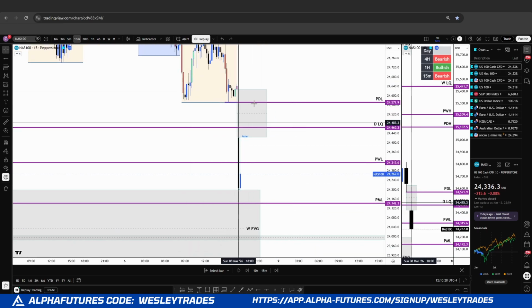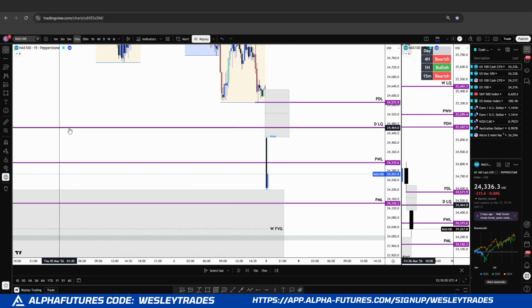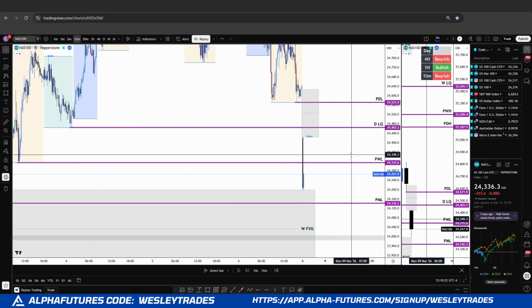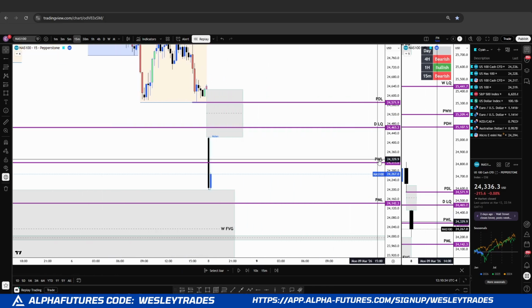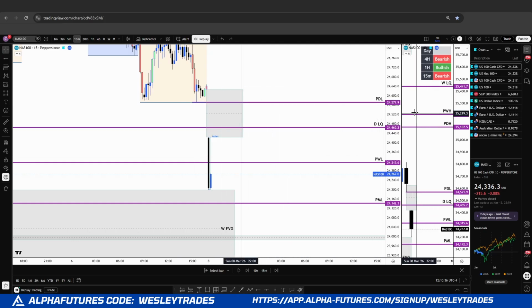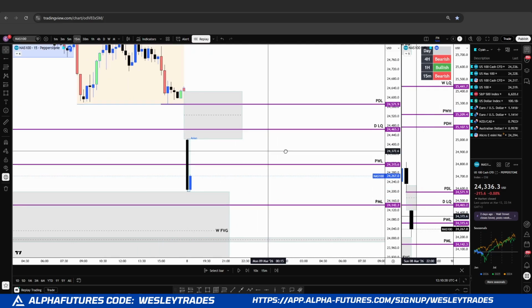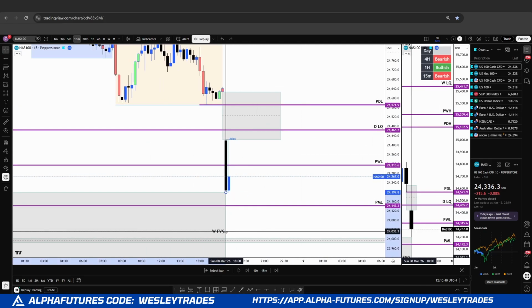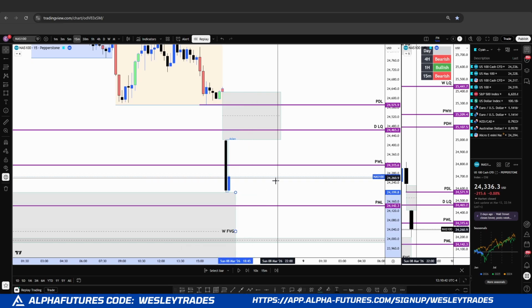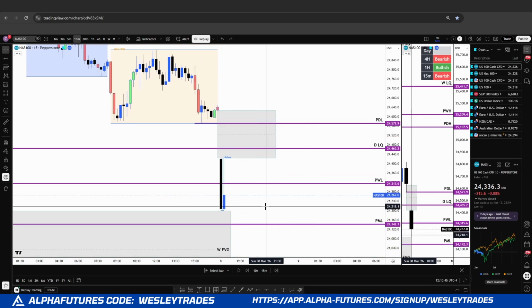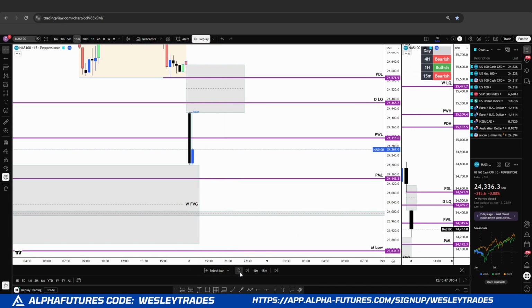What did we do during this open? We took the daily liquidity level here on the left hand side. We took the previous week low as well as the previous daily low, right? We tapped, what else did we do? We tapped a weekly fair value gap. Crazy. All right, let's move on.